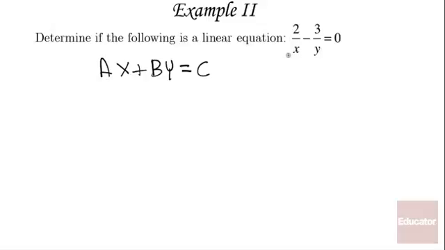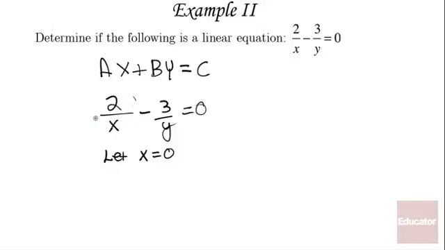If I look, I have 2 divided by x minus 3 divided by y equals 0. If I were to make x equal 0, I would end up with a term that is undefined. So I would not be able to determine what y is. So anytime x would be equal to 0, I wouldn't be able to determine a value for y.